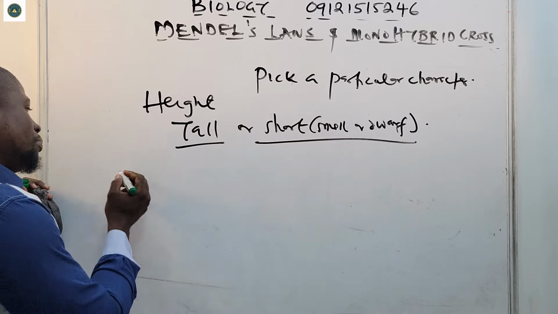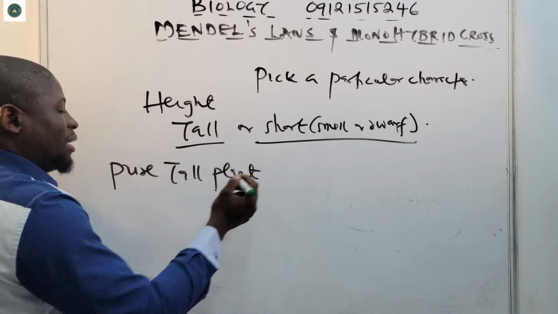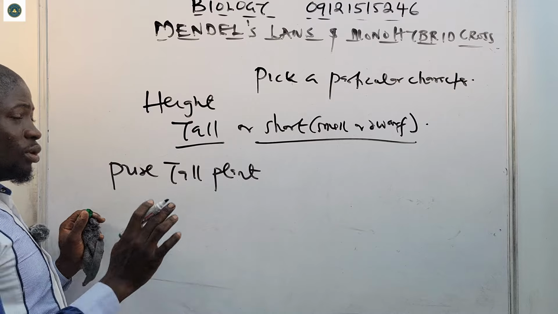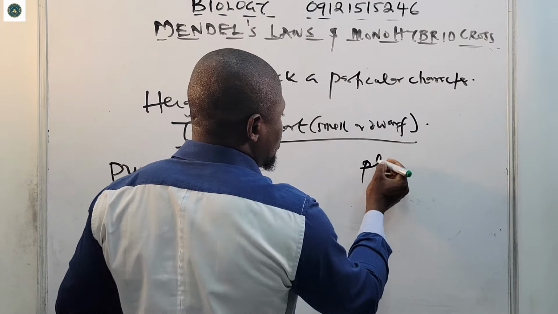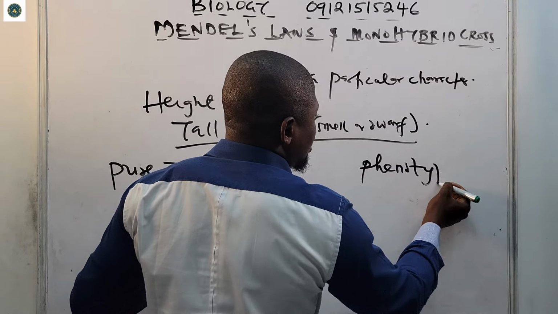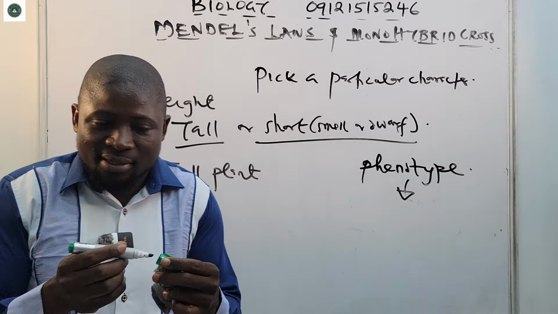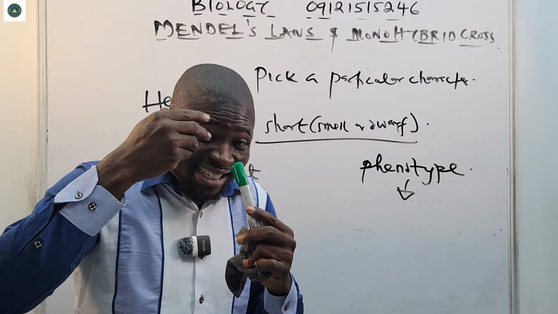So it picked a pure tall plant. So the phenotype for this particular plant is tall. We'll explain what phenotype and genotype are. Phenotypes are the physical observable characteristics that you can see, just like I'm showing you this marker now, and I can see that it has a green cover. You can see it with your eye.